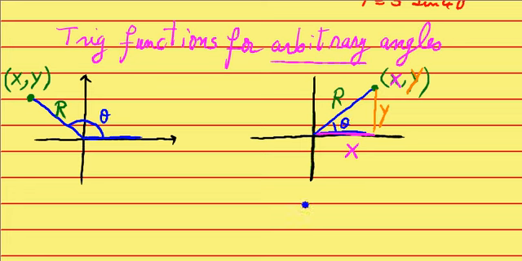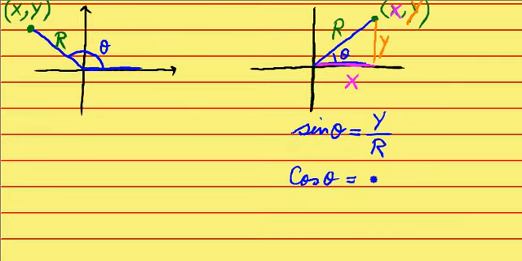Well, how did you define sine of theta? You had it defined as opposite over hypotenuse. Well, just use the coordinates now. Opposite is y over hypotenuse is r. How about cosine of theta? Cosine was adjacent over hypotenuse. So now call it x over r. Who was tangent of theta? Tangent of theta was opposite divided by adjacent. So this is going to be y over x.